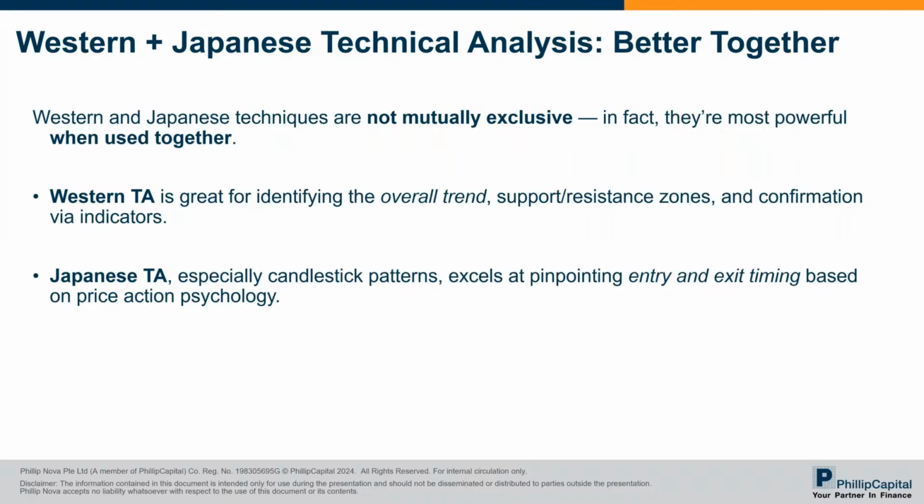Western TA is great for helping you identify the overall trend of the market, support or resistance zones, and confirmation via indicators. In short, Western TA is good for helping you look at the big picture. Japanese TA, on the other hand, those Japanese candlesticks, are good at helping you pinpoint entry and exit timing based on price action psychology. Candlestick patterns are more for a micro time frame. They're shorter-term signals.